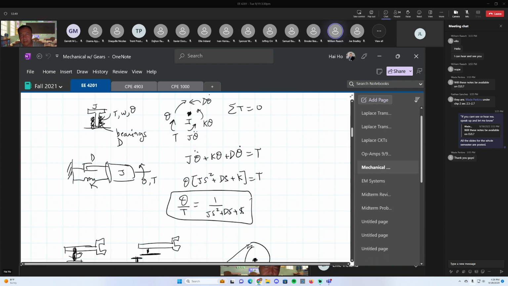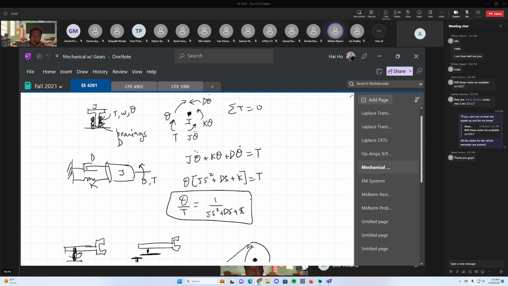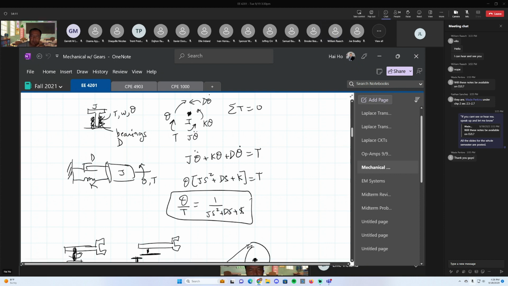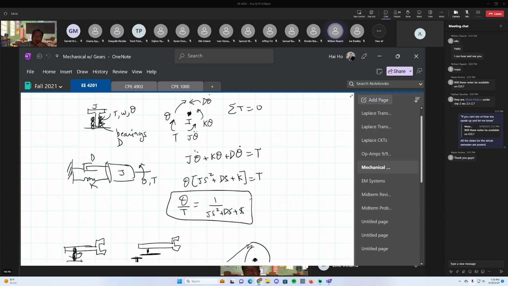Yeah, hey, it's Will. So for the line that's J theta double dot plus K theta plus D theta dot, and then it goes to the second line where you see theta times the next expression equals T. Where does that theta come from? Because my understanding is if you had J theta double dot, that translates just into J s squared, where the theta would go away out of that term.